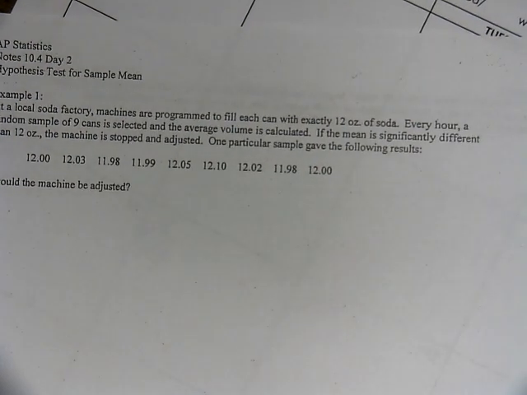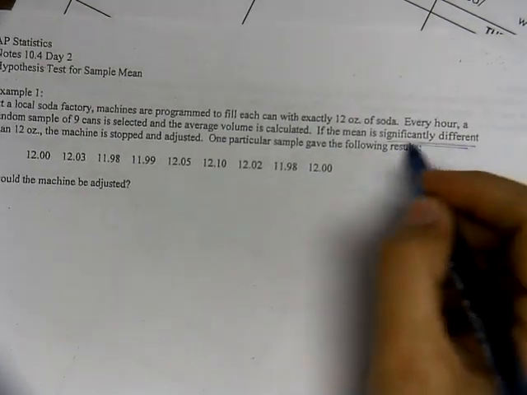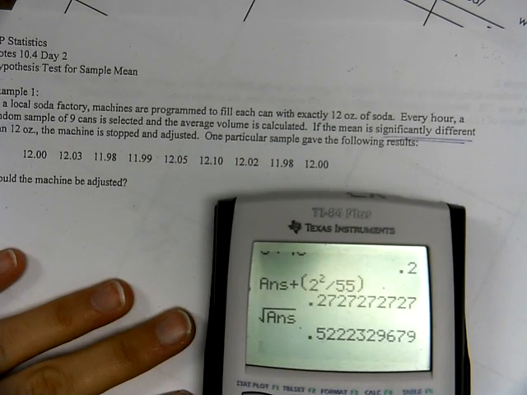So a local soda factory, the machines are programmed to fill each can with exactly 12 ounces of soda. Every hour, a random sample of 9 cans is selected, and the average volume is calculated. If the mean is significantly different than 12 ounces, the machine is stopped and adjusted. Here's our one particular sample.